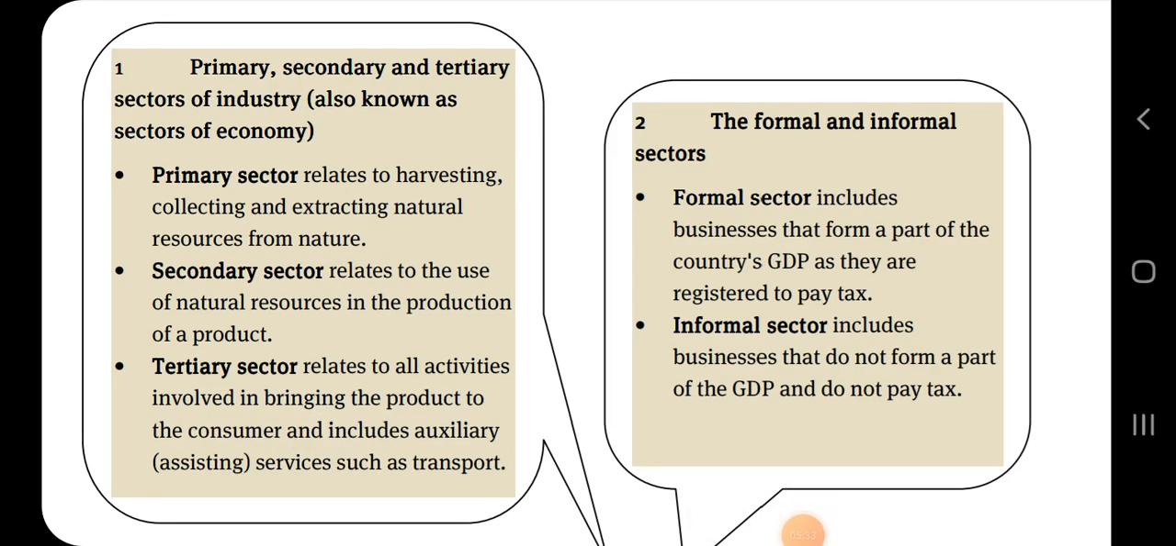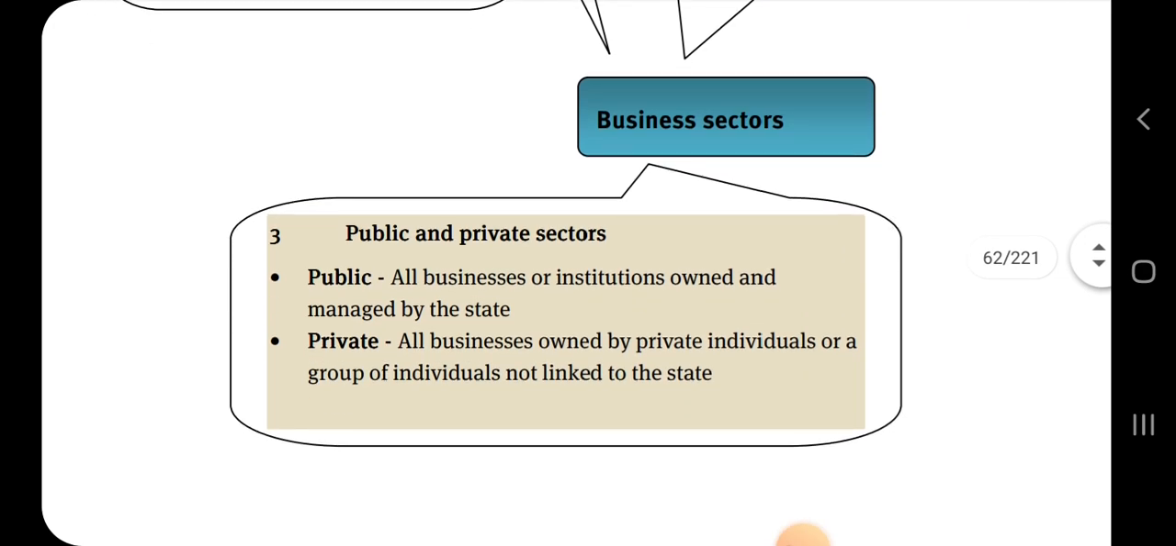So those are the sectors of the economy. The primary, secondary, and tertiary sector are known as sectors of the economy. And then sectors can either be formal or informal. And then we have something called business sectors. We also have public and private sector, sorry.